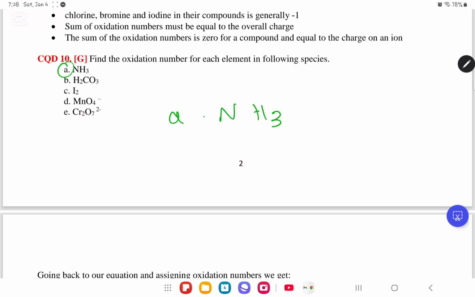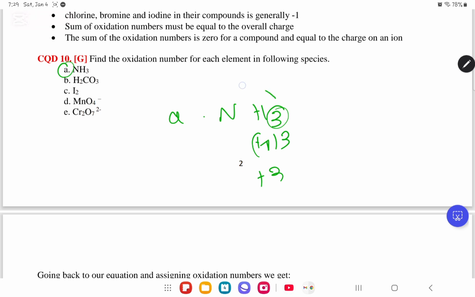NH3. We know the oxidation number of H is usually plus 1. But since there is a 3, the number below, we have to multiply the oxidation number 1 by 3. So now it becomes plus 3.